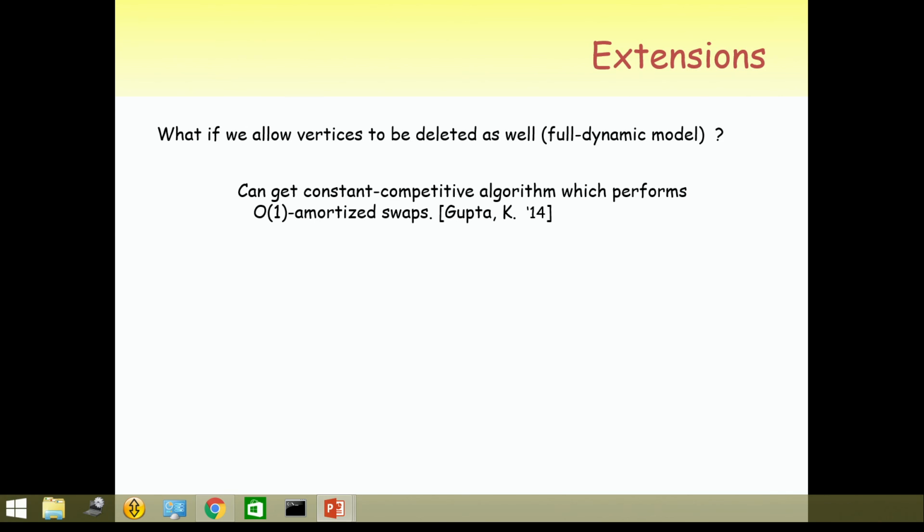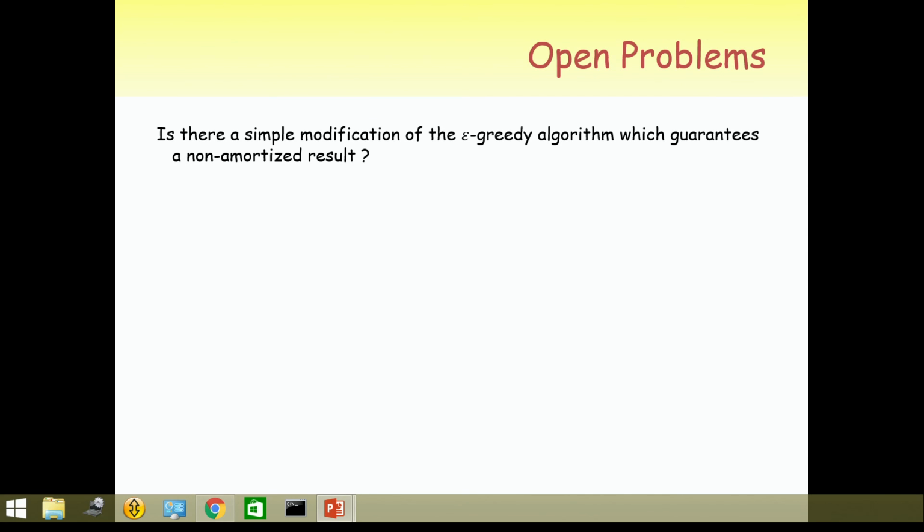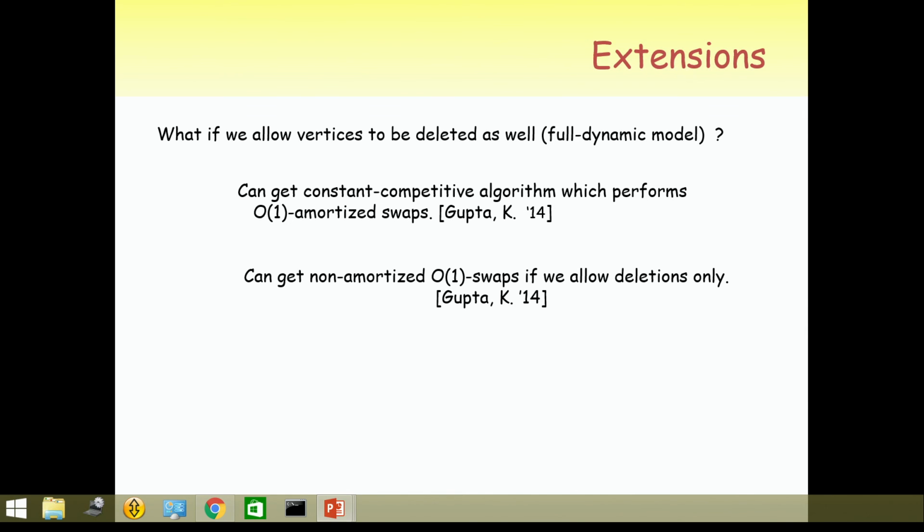Again, one can ask interesting questions. We show that even if you allow vertices to be deleted, one can get a constant amortized algorithm. And in fact, one can even get such a result in the non-amortized setting. Now, we have a result which shows that you can get a constant competitive algorithm, even if you're allowed, let's say, one change at each point of time. But this algorithm is much more complicated.